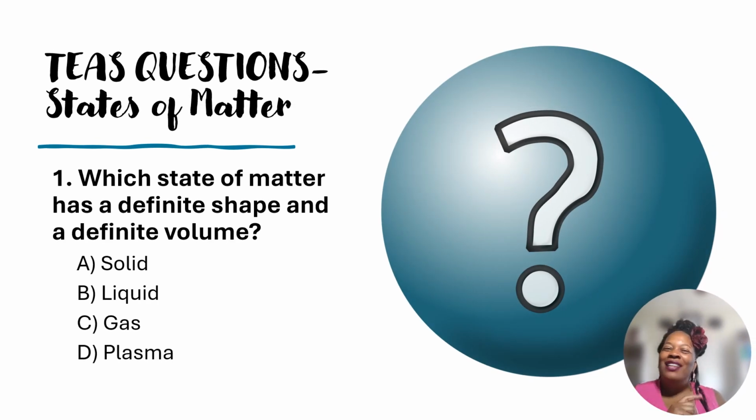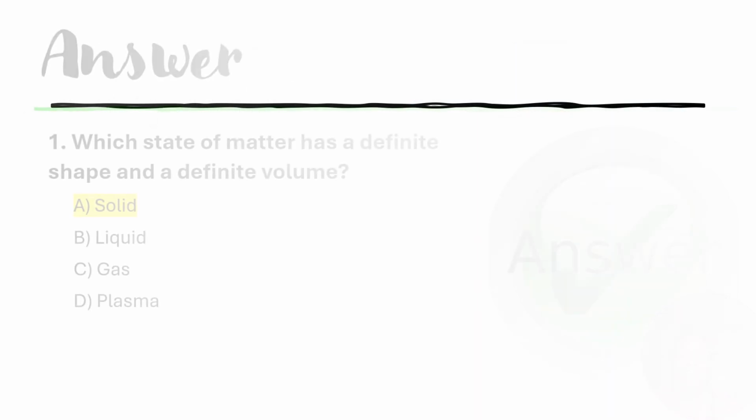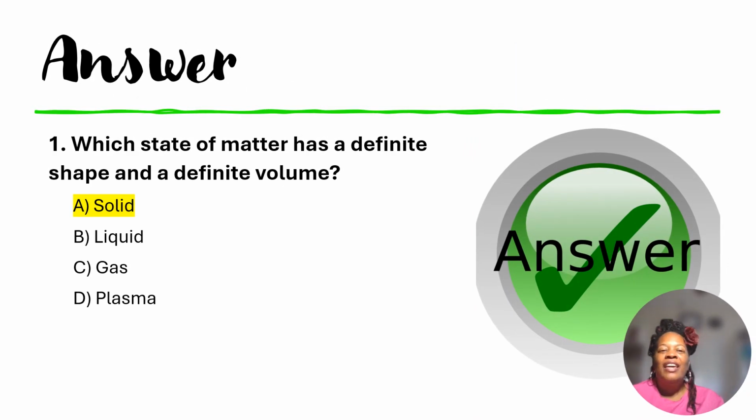Quiz time. Let's see what you guys can remember from what we just covered. Number one, which state of matter has a definite shape and a definite volume? Is it solids, liquids, gas, or plasma? The answer is A, solids.